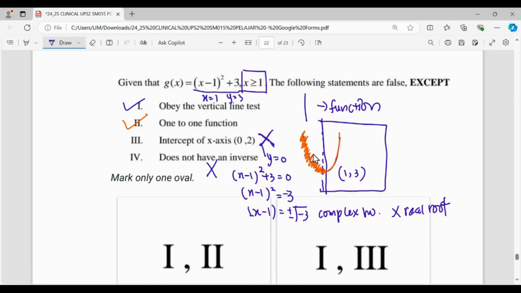And it does not have an inverse. This is wrong. Because just now we already noticed that our quadratic function, taking the right-hand side here, is a one-to-one function. So of course this graph can have an inverse function. When it is one-to-one, automatically g inverse exists. So the option is 1, 2.